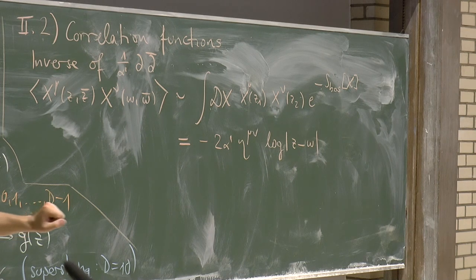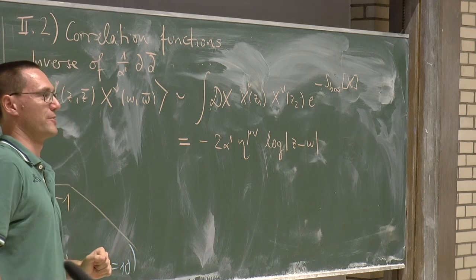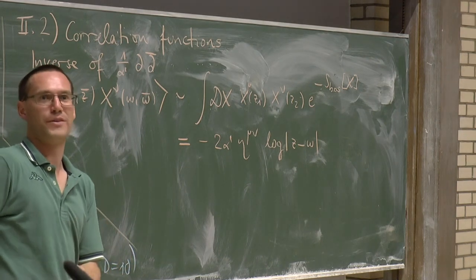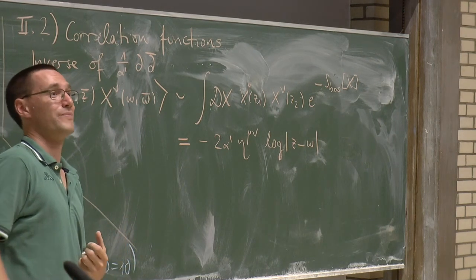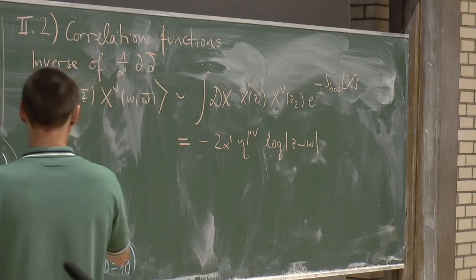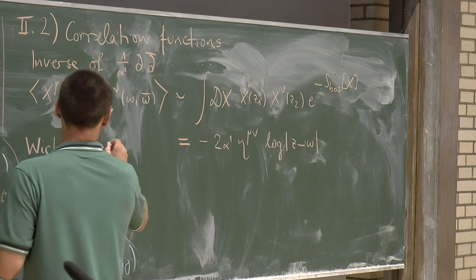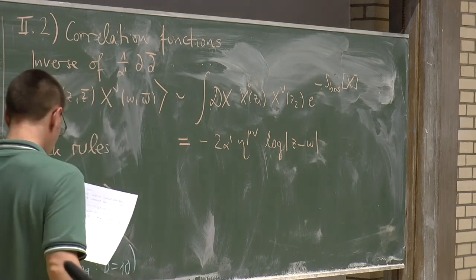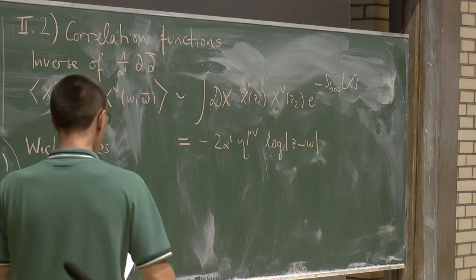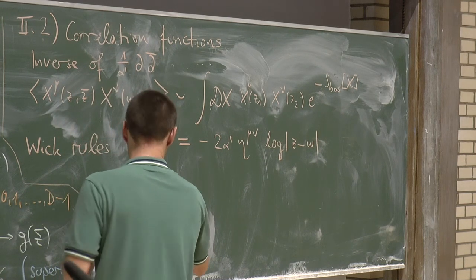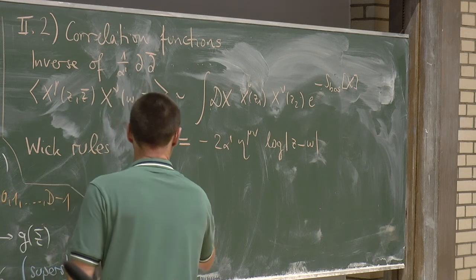And now, if it comes to evaluating higher point correlation functions, then you can grab your QFT toolkit for free field theories and use the Wick theorem, the Wick rules, to determine higher point correlation functions. And here's the homework. Convince yourself that by using Wick contractions, you arrive at the following results for higher point correlation functions.